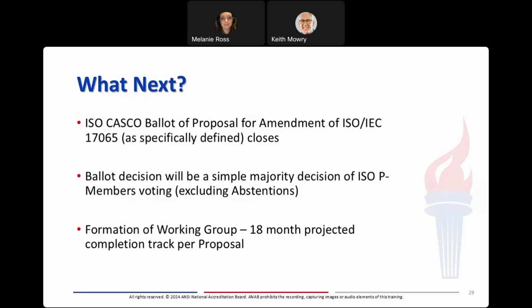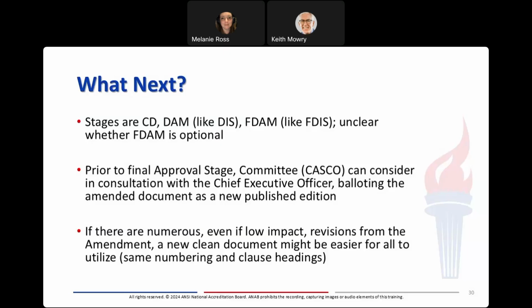Of course, there's no subcommittee here, so CASCO would have to form a working group to implement the amendment, and per the amendment proposal, that working group would have an 18-month target to complete the work. The stages in an amendment process are like standard stages. There's a committee draft, a draft amendment stage, and a final draft amendment stage. These parallel the stages for standards development.